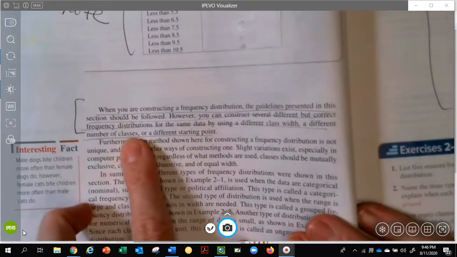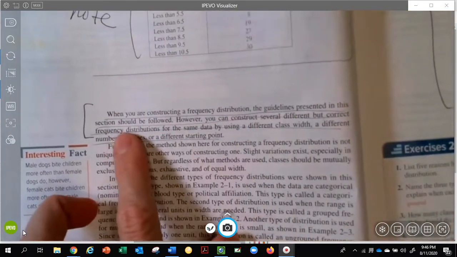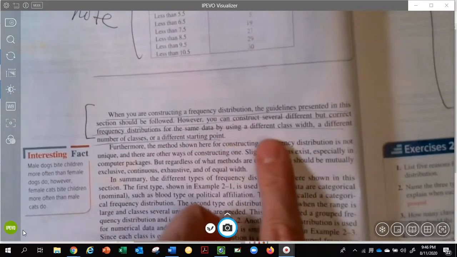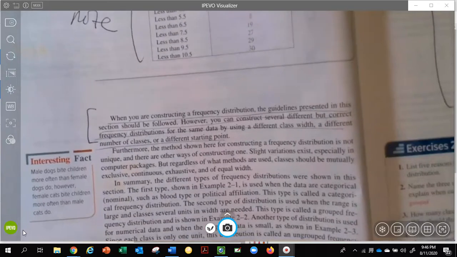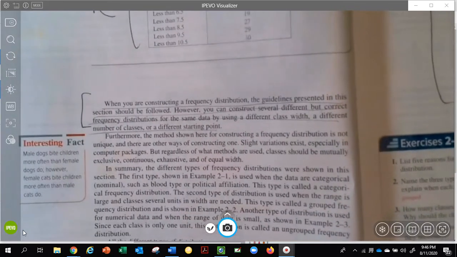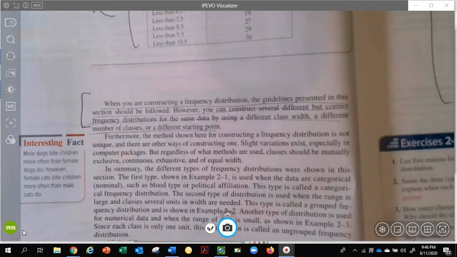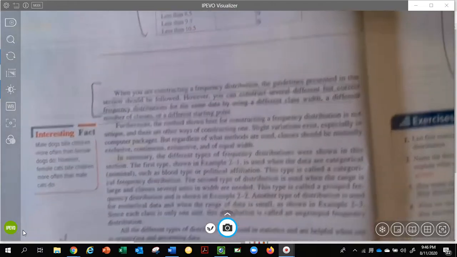Right here, when you're constructing, the guidelines presented should be followed, but you can construct different ones, different classes, different values, different starting points. They can all be correct and all have different pieces inside of it. The data values will still be accounted for the same, but how you represent them may be different. You just need to follow the rules about having the same widths, etc. And we've already mentioned those a couple of times. I want to keep going.